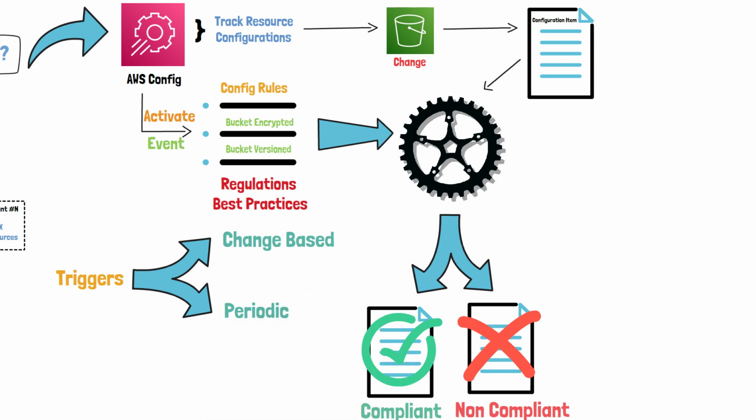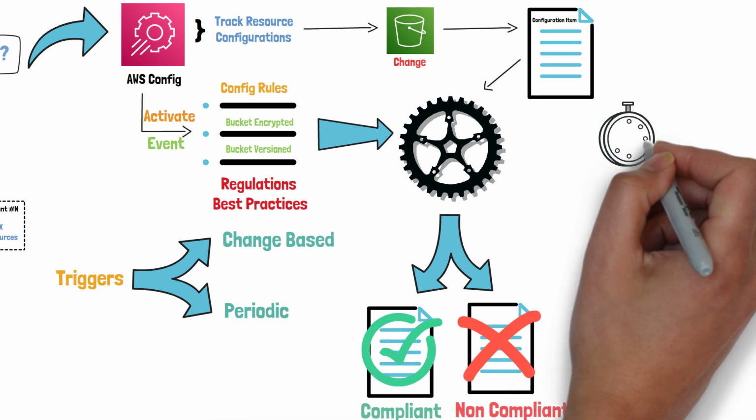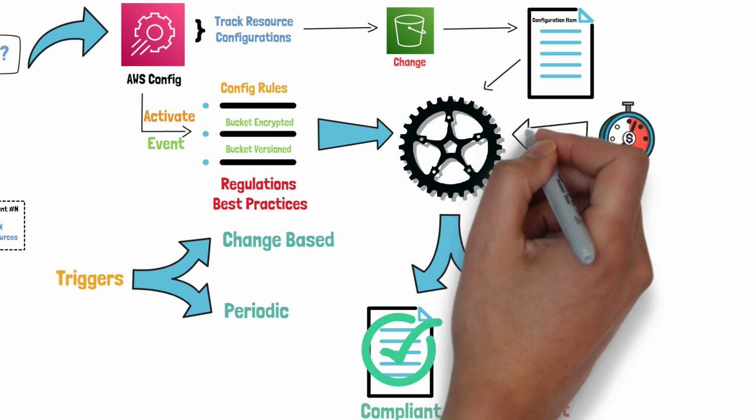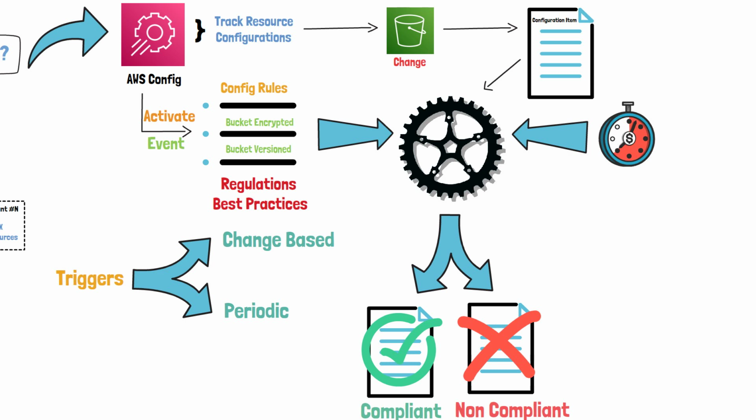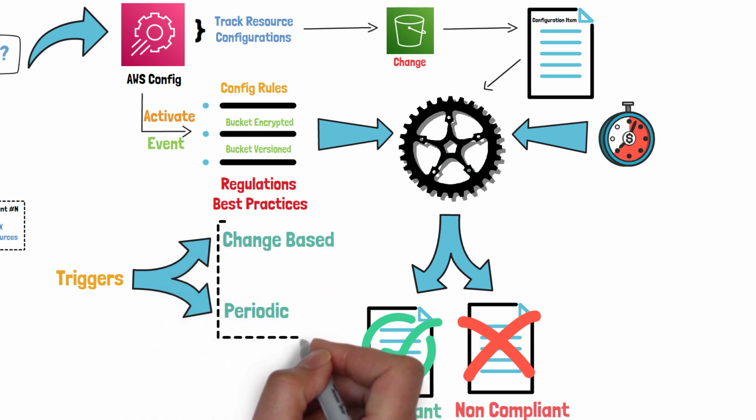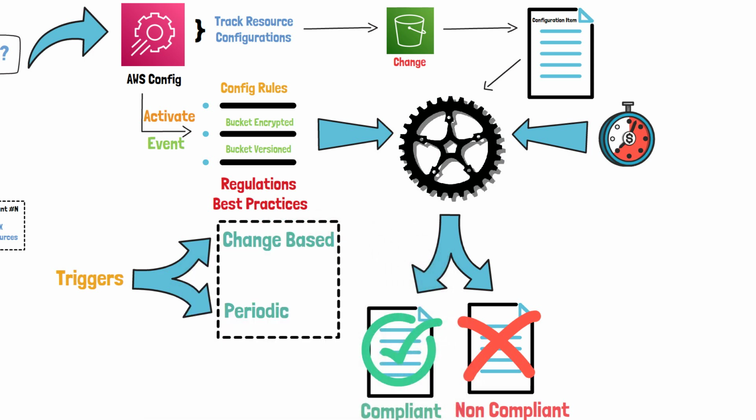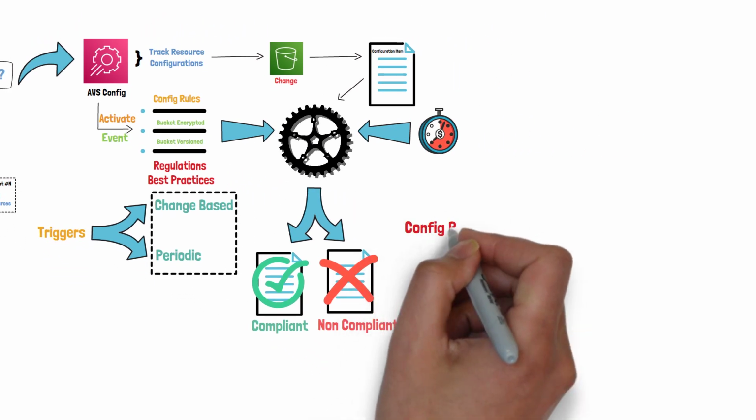Another type of trigger is periodic trigger. In periodic triggers, AWS Config runs evaluations of the config rule at a time interval that you decide. For example, it can run rules every hour, every 24 hours, every week, and so forth. You can also specify both change-based and periodic triggers. If you choose both, AWS Config starts your Lambda function when it detects a configuration change and also at the frequency that you specify.